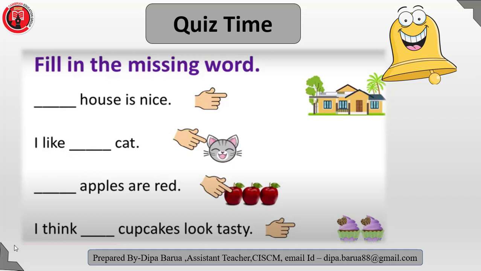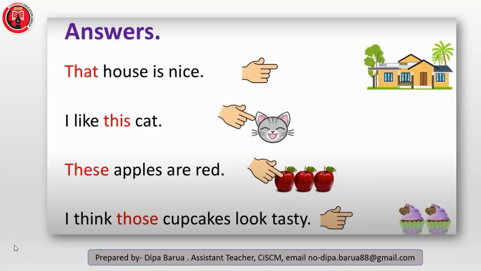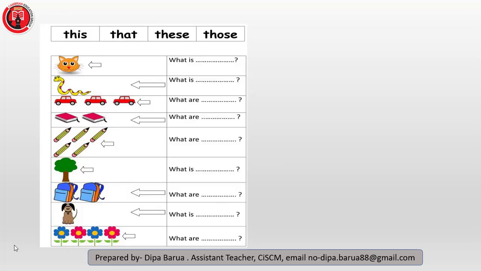Hope you have done it. Now answers time. First answer is that. That house is nice. Second answer is this. I like this cat. Third answer, these. These apples are red. Fourth answer, those. I think those cupcakes look tasty.